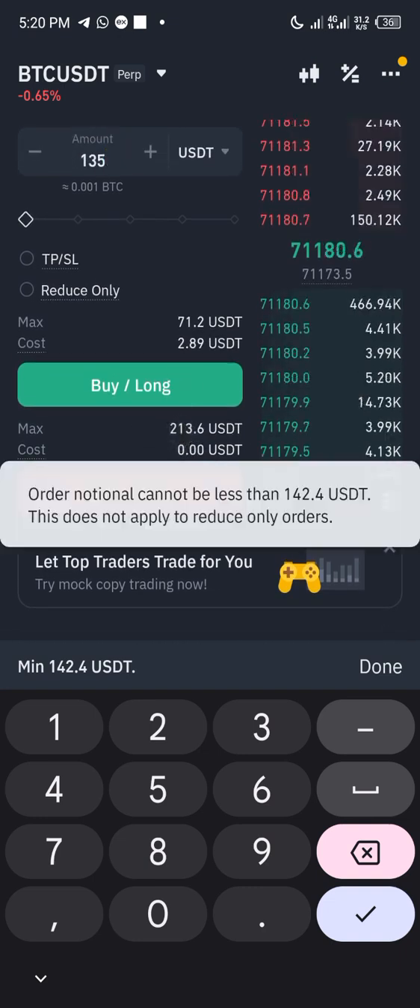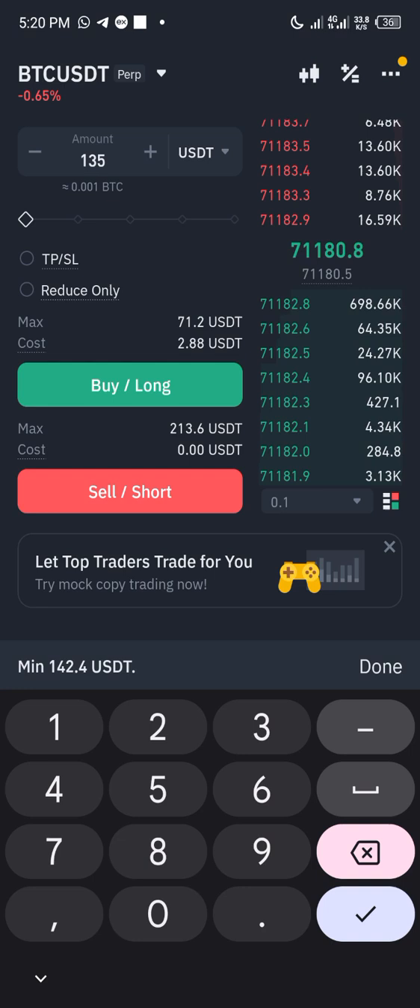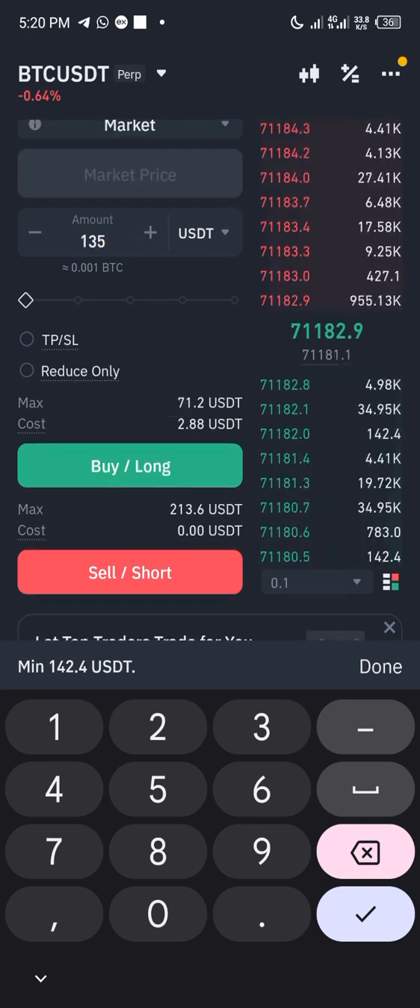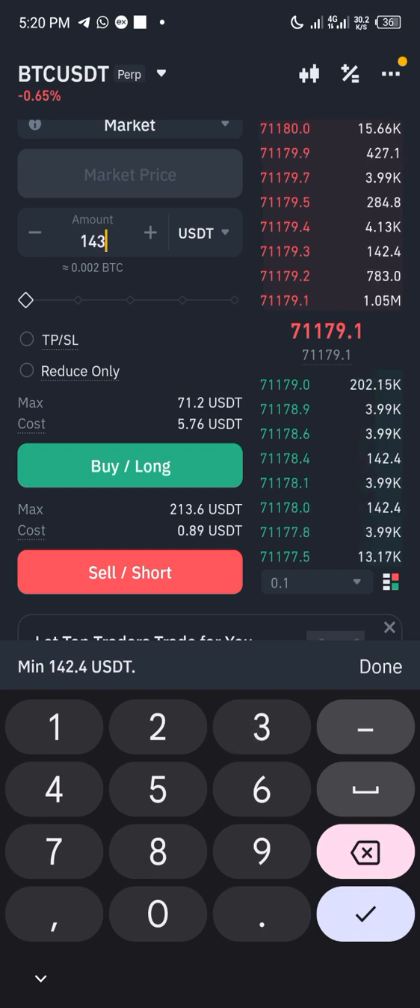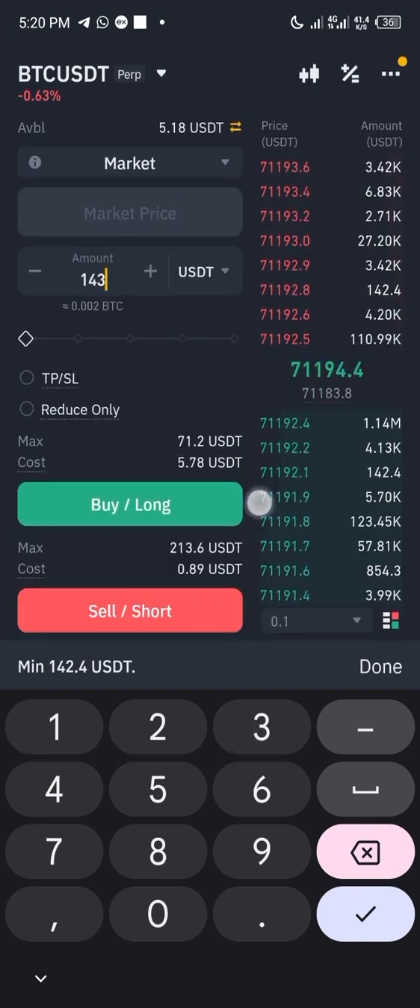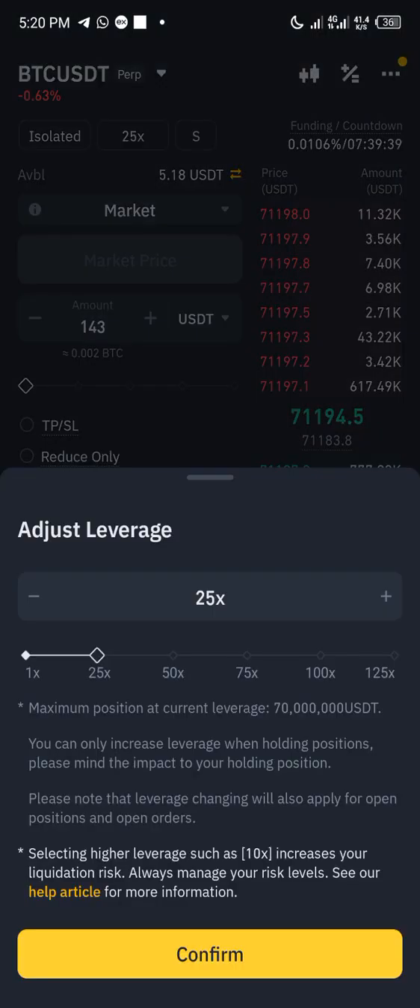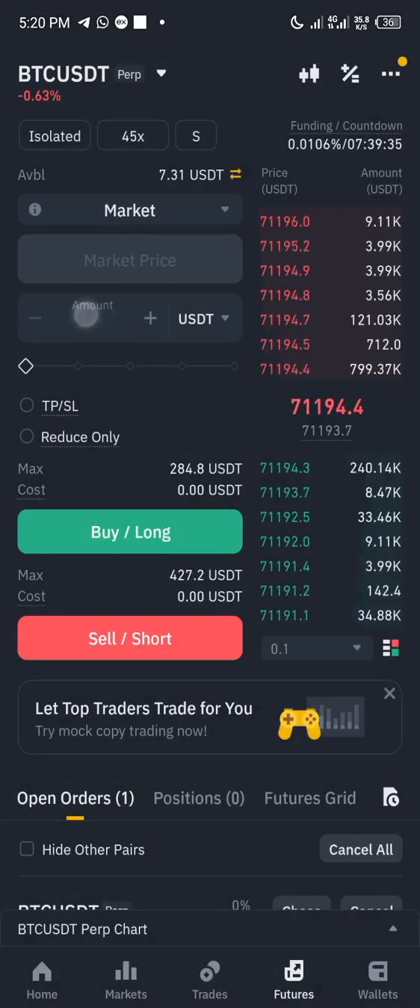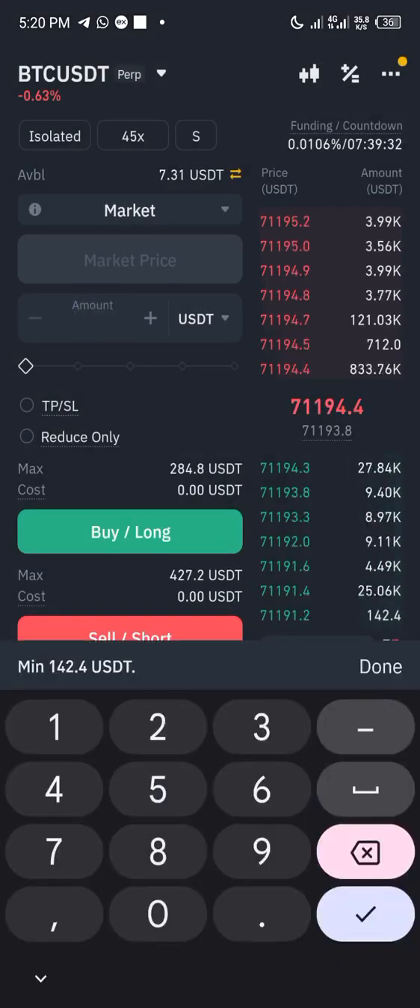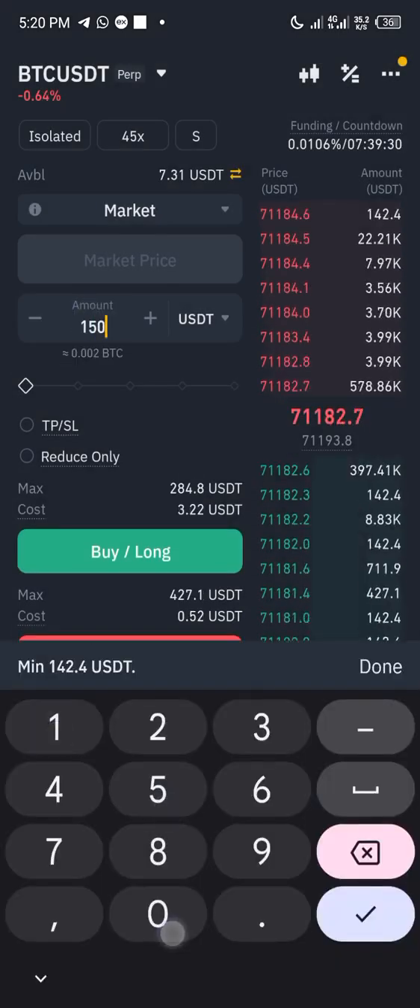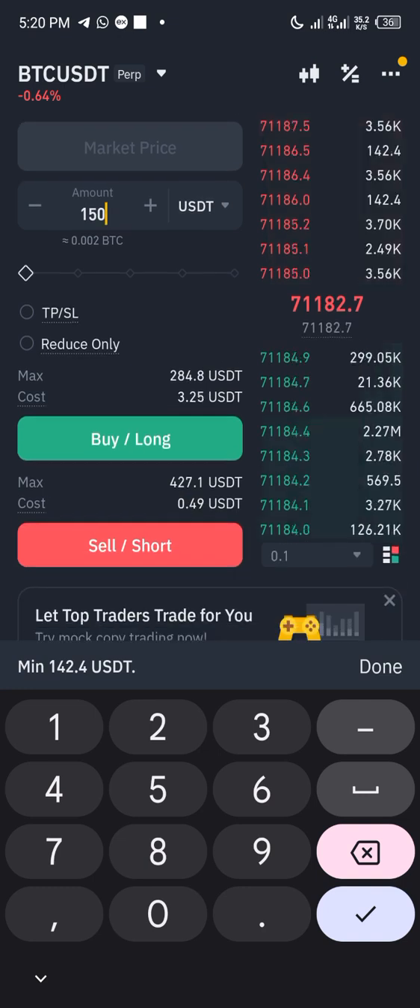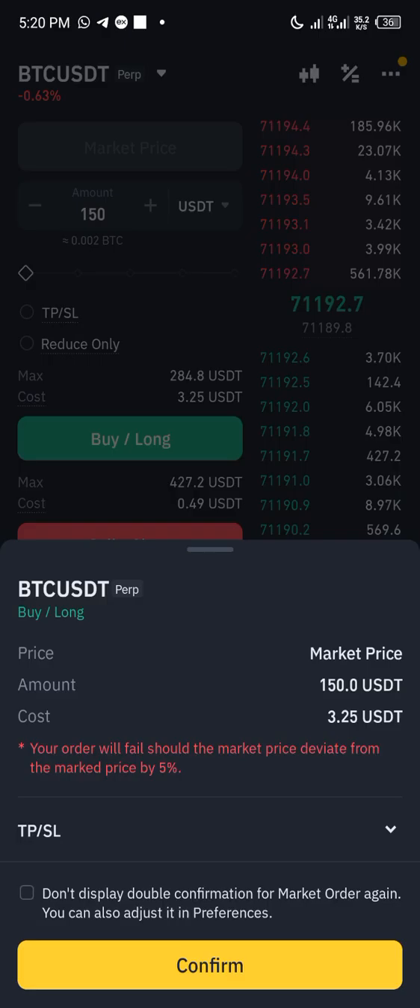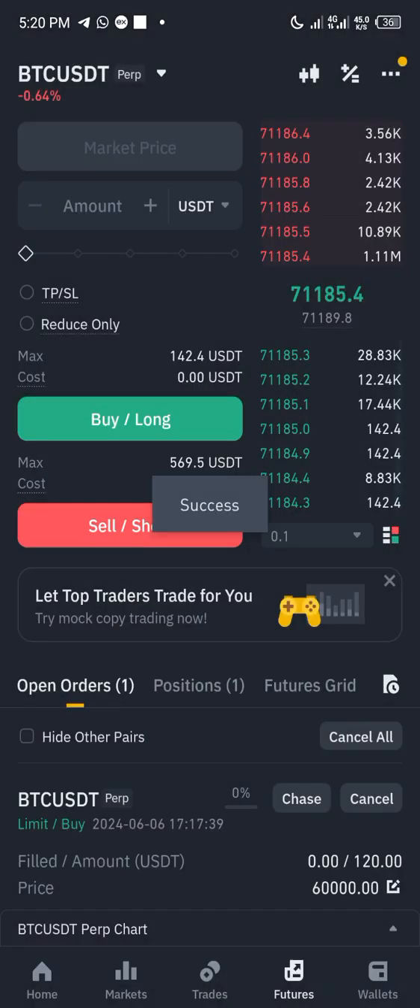When you click on buy or long, it says the order is less than 142. Let me jack it up. Let me increase my leverage a bit to 45x. Let me go for $150. Then I'll click on buy or long. Then I'll click on confirm.